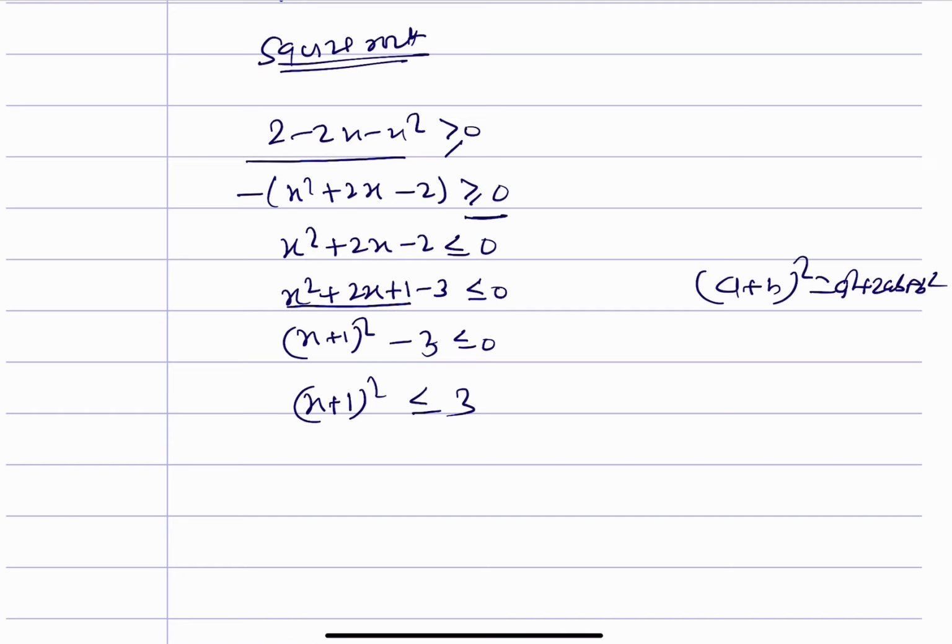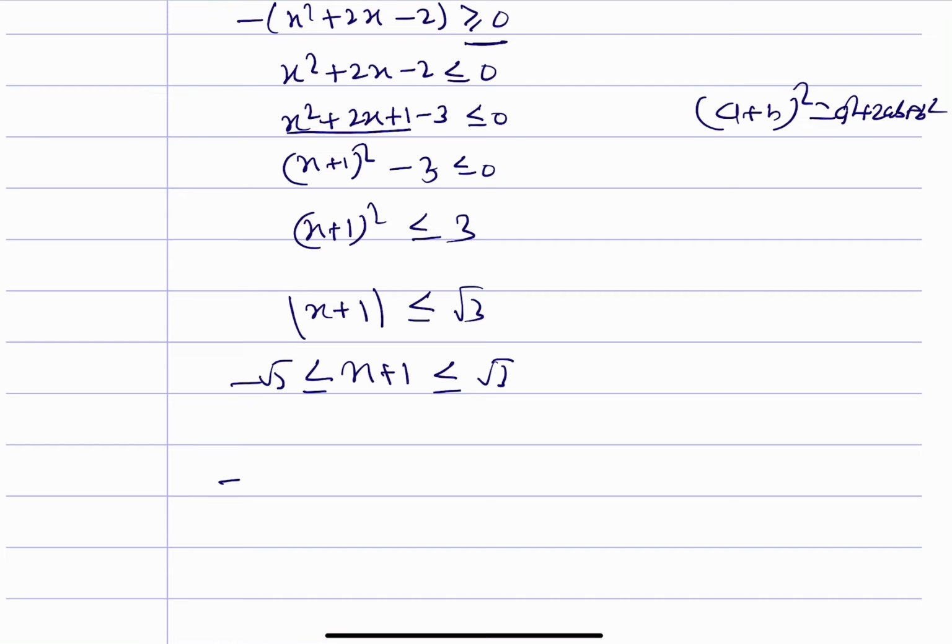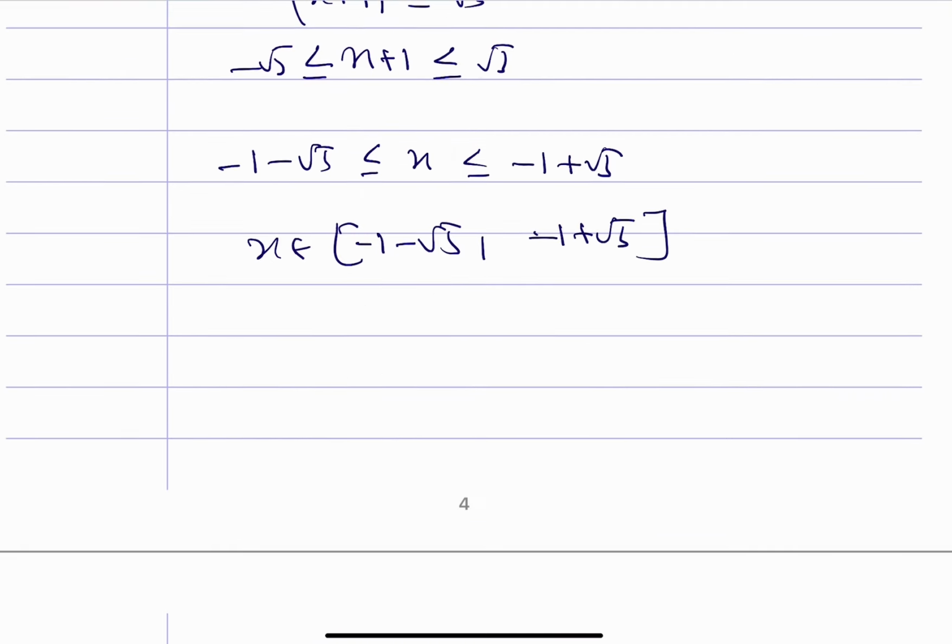So x plus 1 whole square is less than or equal to 3, meaning mod of x plus 1 is less than or equal to root 3. So x plus 1 is between minus root 3 and root 3. Adding minus 1, x belongs to minus 1 minus root 3 to minus 1 plus root 3, and this is called the domain. So the domain of f equals A, where A is minus 1 minus root 3 to minus 1 plus root 3. What does it mean?